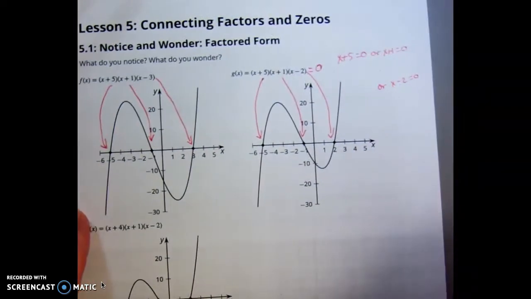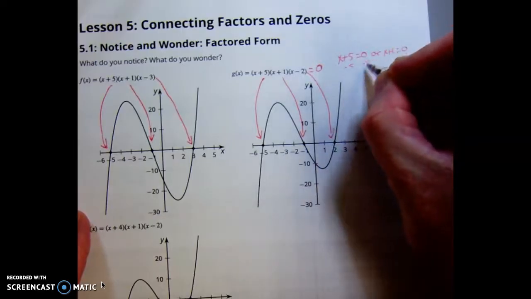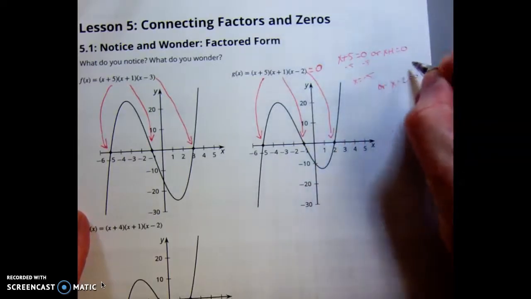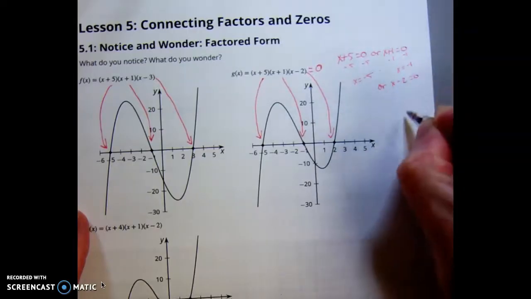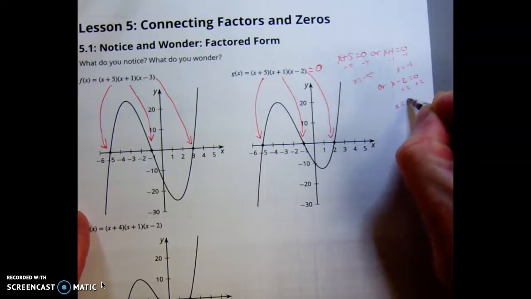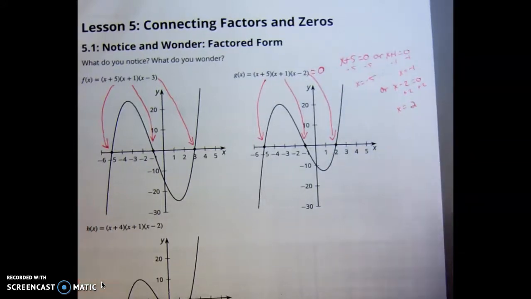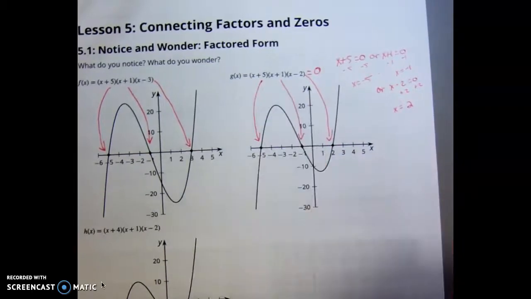And then we can solve each of those for 0. So subtract 5, x equals negative 5. Subtract 1 from both sides, x equals negative 1. Or we could add 2 to both sides, x equals positive 2. Okay, so that allows us to find the x-intercepts of the graph. As long as the function is in factored form, we can find x-intercepts pretty fast.